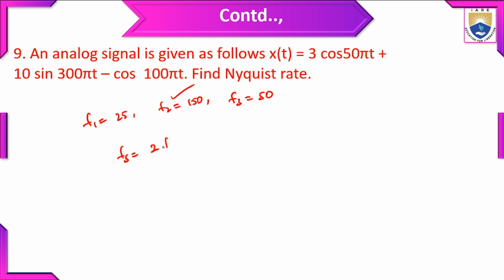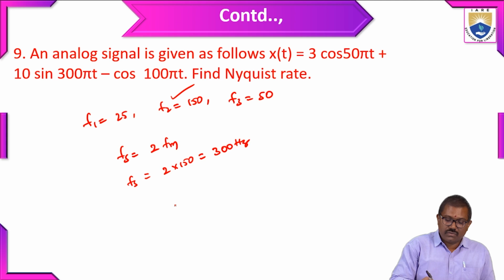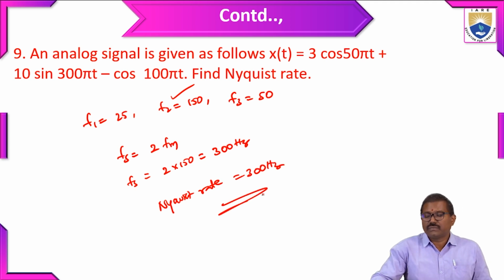Fs is equal to 2 fm. So what is my highest frequency component? F max is 150. So 2 into 150, that is 300 Hz Fs. So the Nyquist rate is 300 Hz. Okay. Thank you.